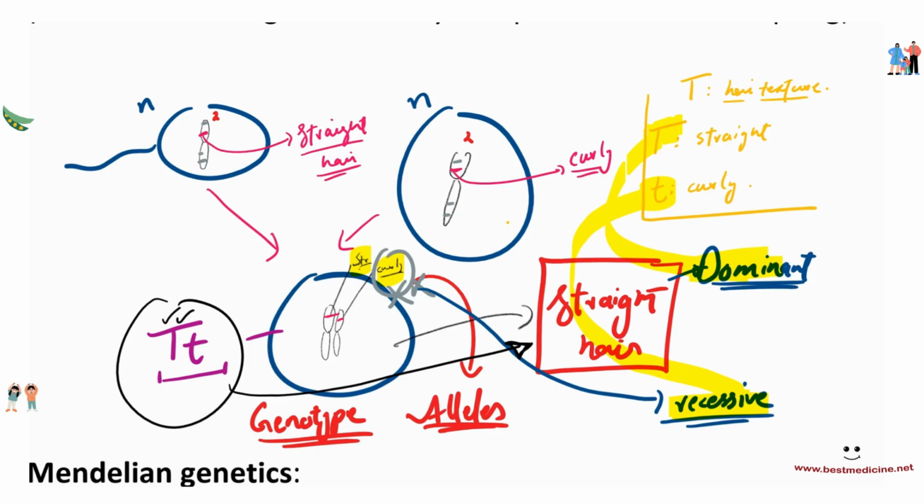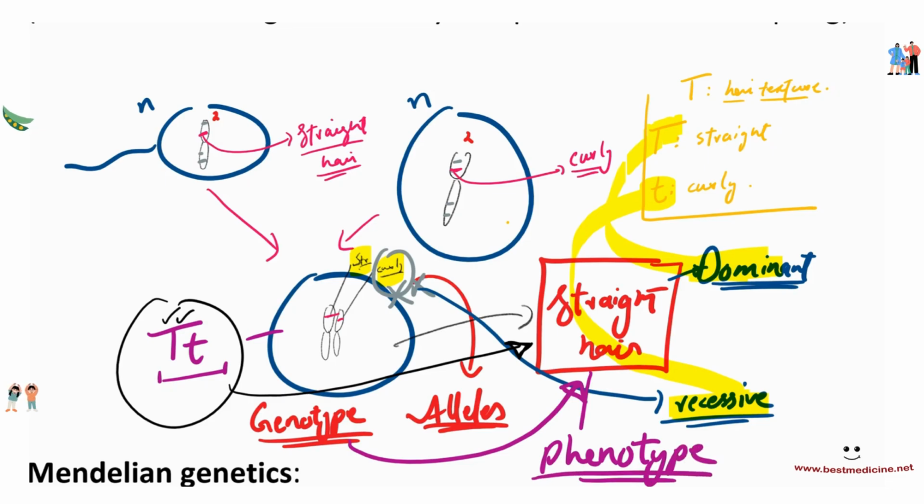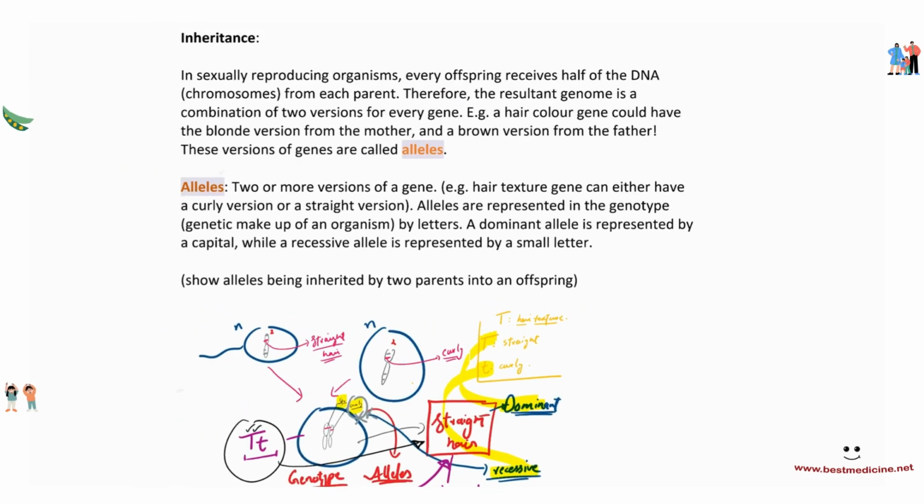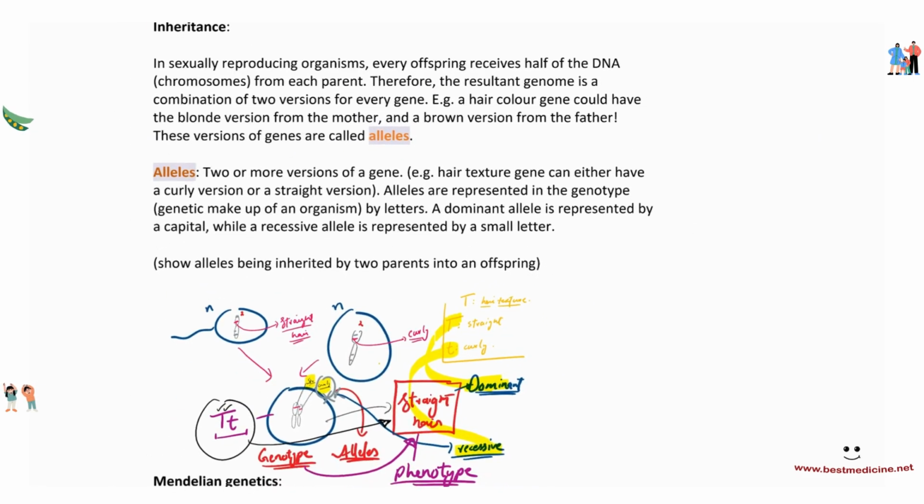The physical manifestation of a genotype, right? For example, this person having the genotype of both big T and small t, and having the physical expression of straight hair, the physical manifestation is called the phenotype, okay? The phenotype. So genotype for the genetic orientation, and phenotype for the physical manifestation of that particular genetic orientation. And that really sums it up. So let's go ahead and review what we have written in our neat notes.